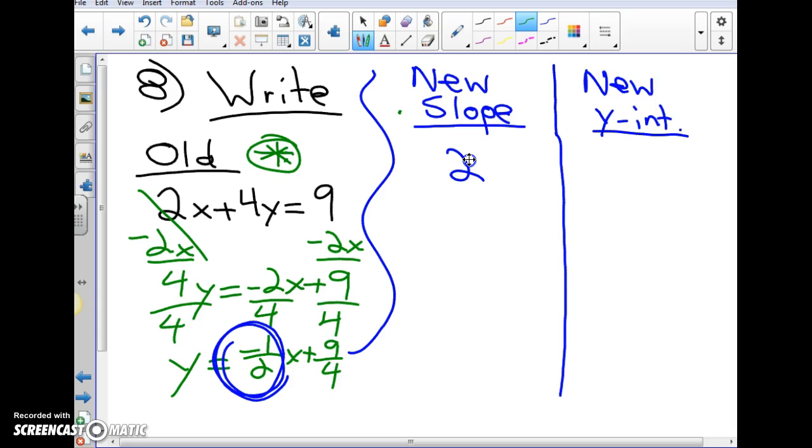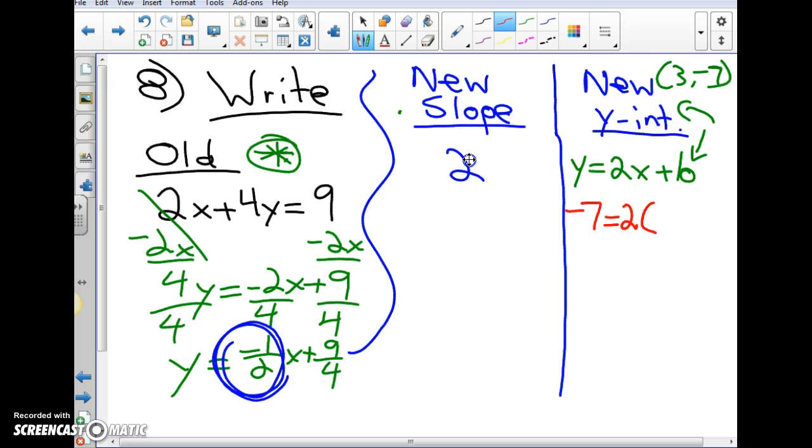Now I come over to my new y-intercept. Well, this is what my answer looks like so far. y equal 2x plus b. I need that b because that's my y-intercept. And how I'm able to do that is use a point that's on my new line. Well, they give it to me. 3, negative 7. So I'm going to use that point. So I'm going to change y to negative 7 equal 2 times my x is 3 plus b.